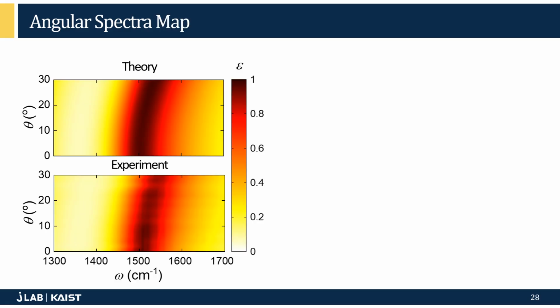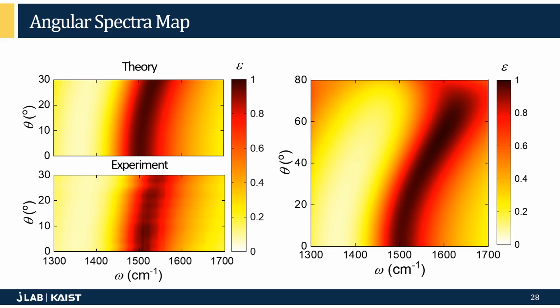As a further step, not only the angular spectrum for a fixed frequency, we also measure the angular spectrum for various frequency ranges. If you compare the theory and experiment, although there was a slight difference in the angle, they are really well matched. In addition, this time we show only the range of 30 degrees, but if we apply more voltage and higher Fermi level modulation, we can achieve larger than 60 or even 80 degrees.